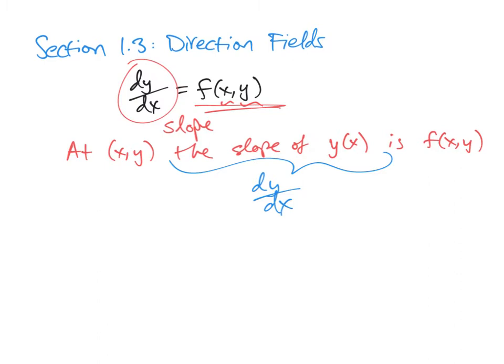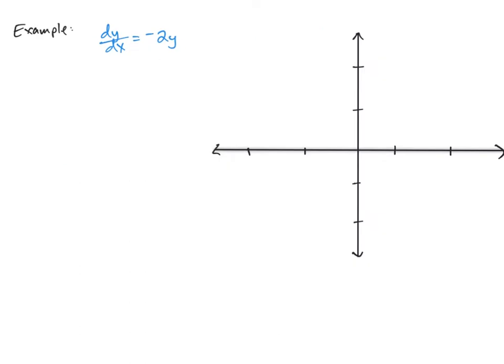Okay, so if we know something about the slope of a function at any particular point, then we know something about the shape of it, right? And that's what we can do with what's called direction fields, start looking at the shape of the solution. So here's an example. I've got my axes here, and what we're going to try to draw is y of x. But first we're going to draw the direction field so that we have some sort of shape.